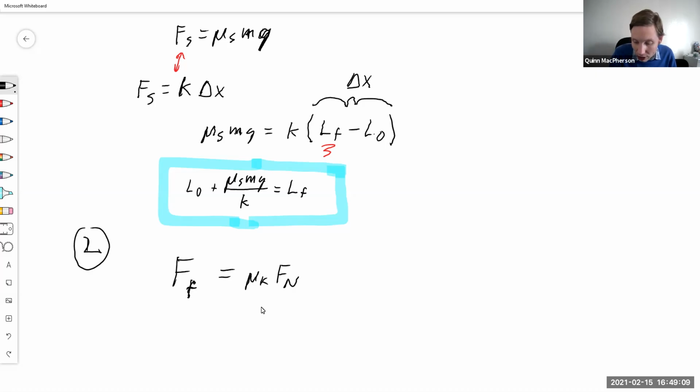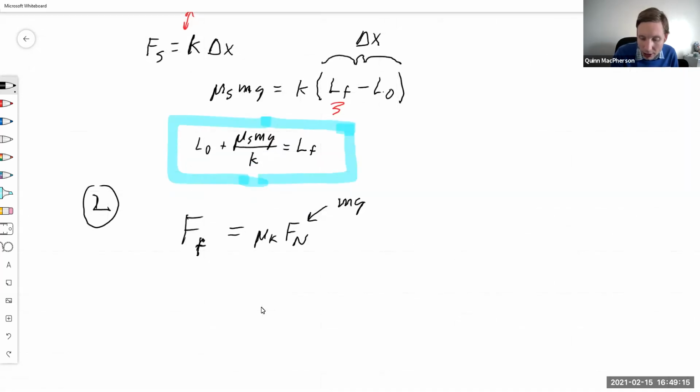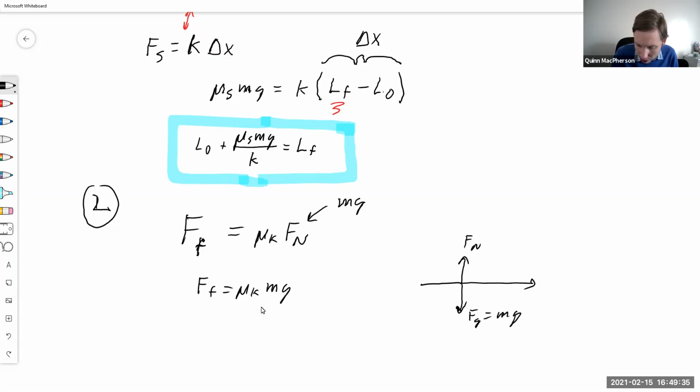Okay, we can still use that force normal is mg. We derived that above. So we can say force friction is equal to mu K mg. I'm going to redraw the free body diagram: force normal, force G, which is equal to mg, this is force friction, and force spring. Now the spring force is greater than the frictional force, so the box is accelerating.